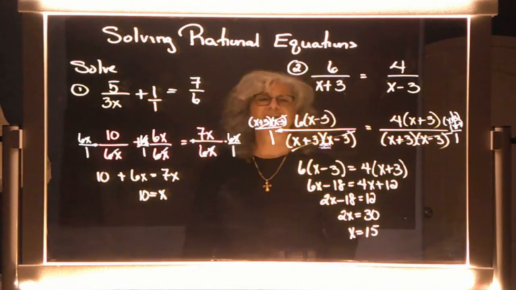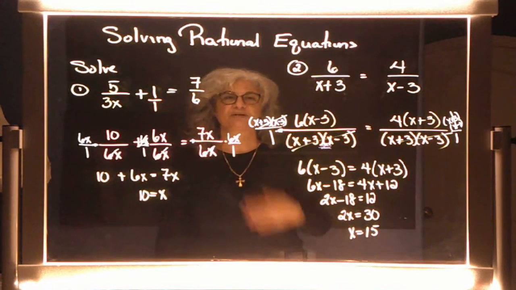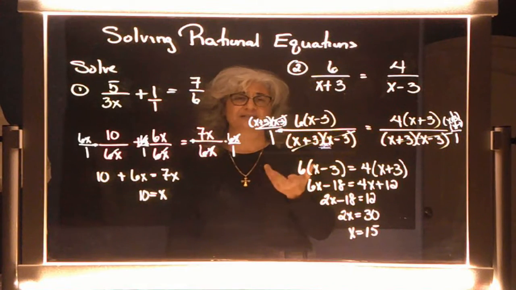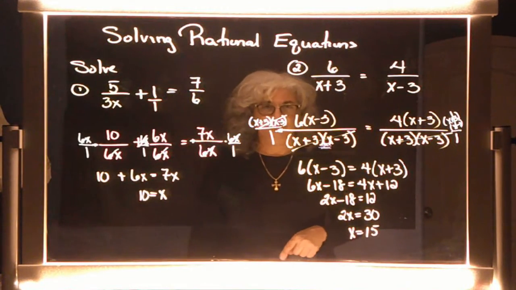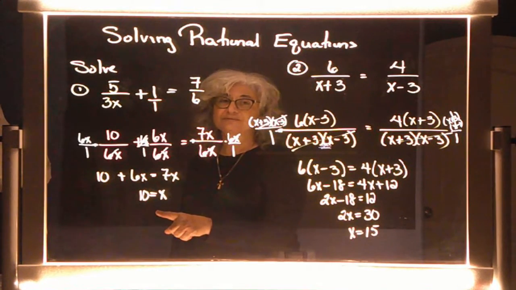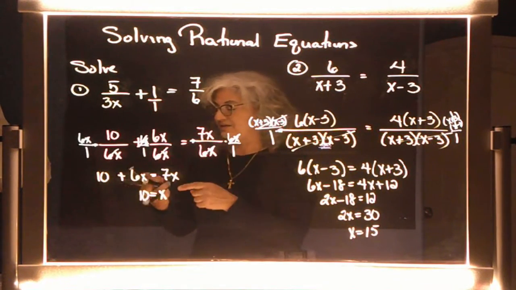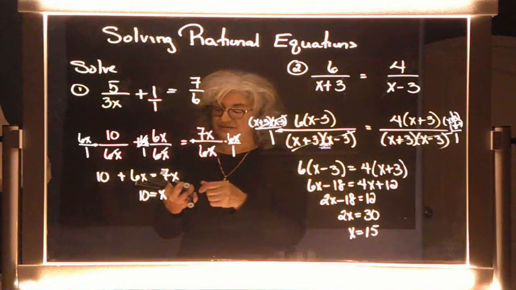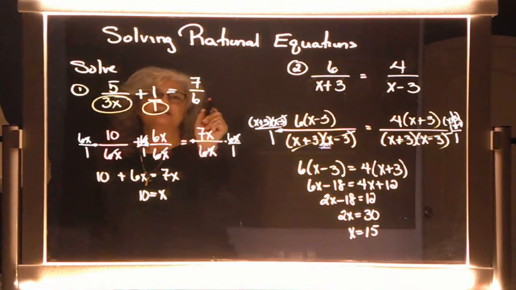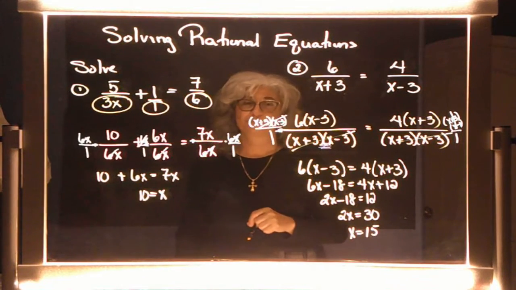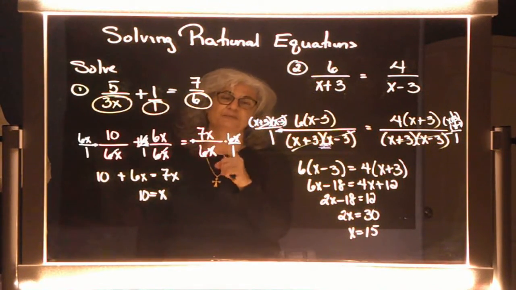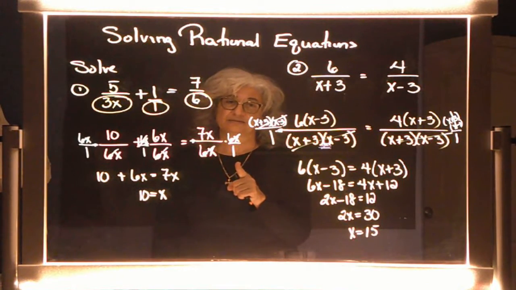Now here's the deal. I know we normally don't check anymore because we're like, hey, we're pretty confident in our solving abilities. Why do I need to check? Here's why you need to check. I need to make certain that this answer does not make any of my denominators equal to 0. Because remember, the one number your denominator is not allowed to be is a 0, is it?